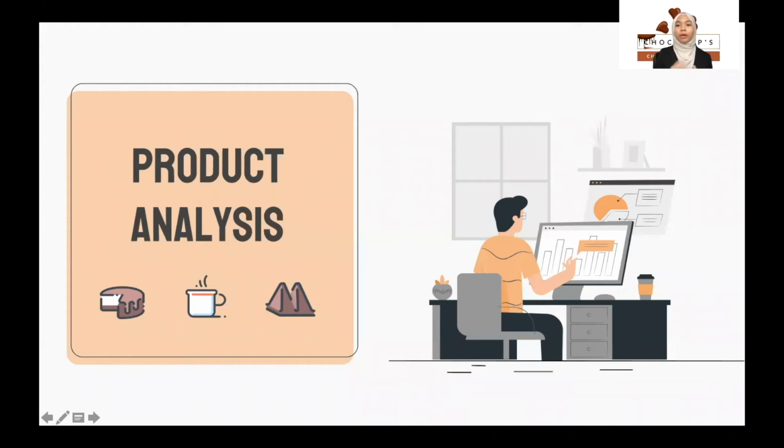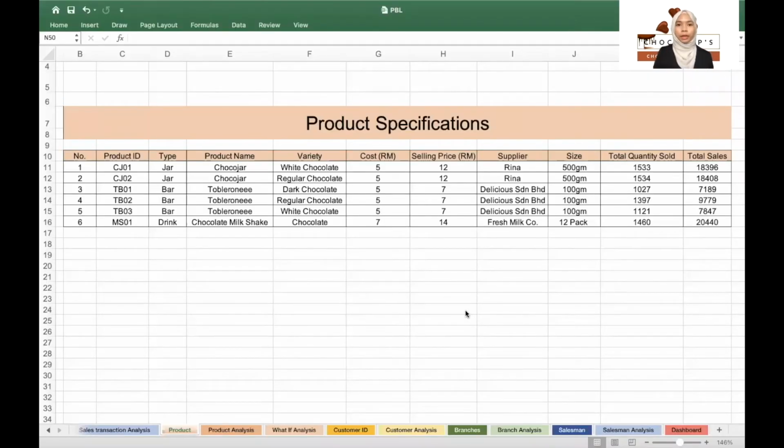So now we are going to look at the product analysis. First thing first, we are going to look at the product data. So we sold 6 different products, which are Chocodap in variety white and regular chocolate, Toblerone in dark, regular and white chocolate, and chocolate milkshake in variety chocolate.